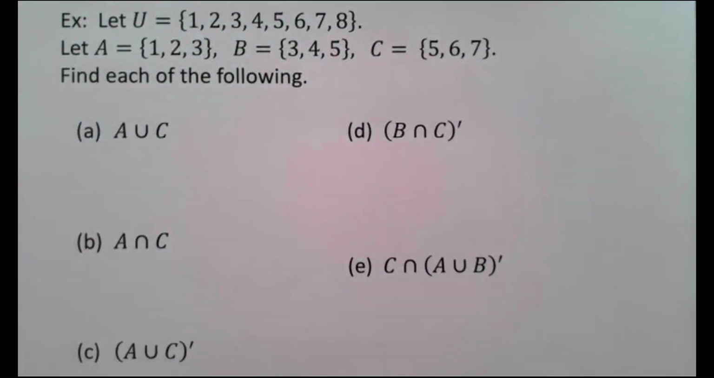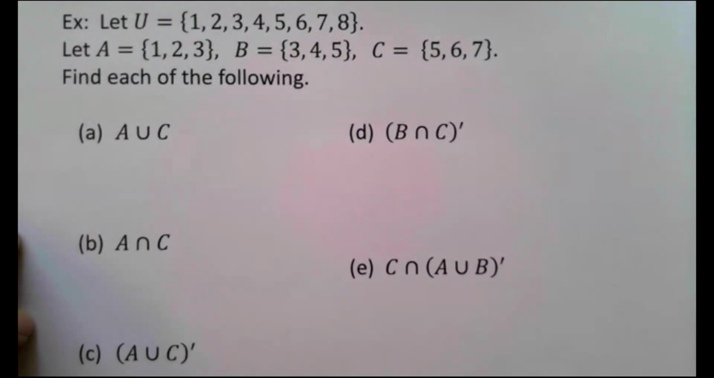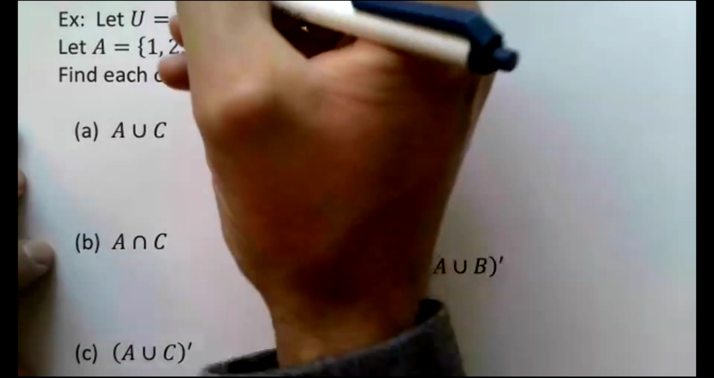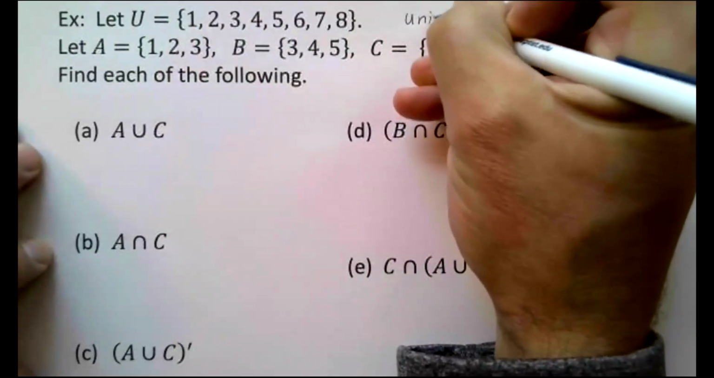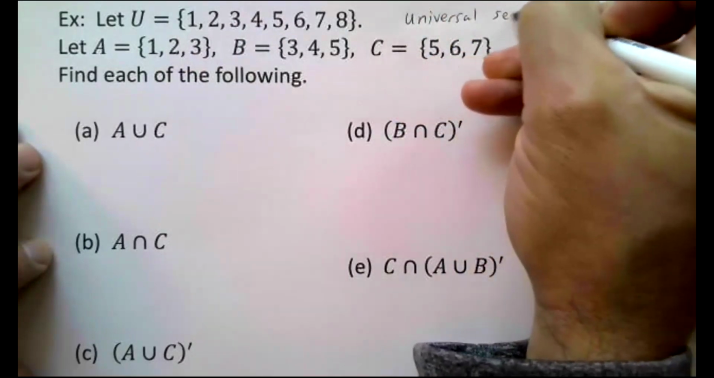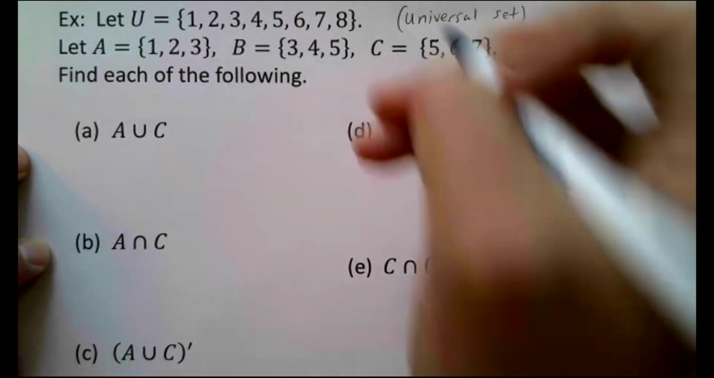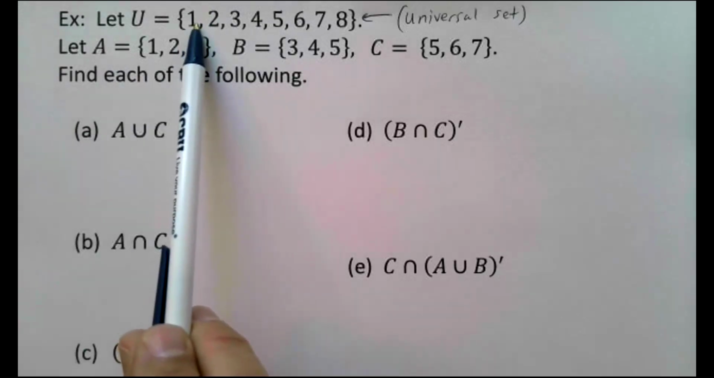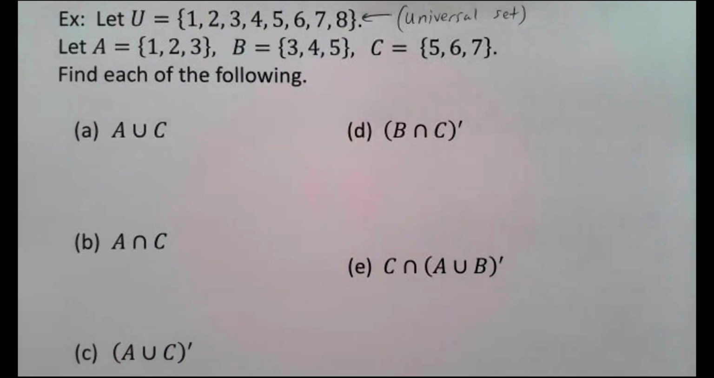Let U be the set consisting of 1, 2, 3, 4, 5, 6, 7, 8. And then we also define set A, set B, set C. Remember, anytime we use the letter U to denote a set, we are talking about the universal set. That means as far as this problem is concerned, those are the only numbers in the world. The only numbers that exist are 1, 2, 3, 4, 5, 6, 7, 8, and that's it. That's going to be necessary once we start looking at complements.